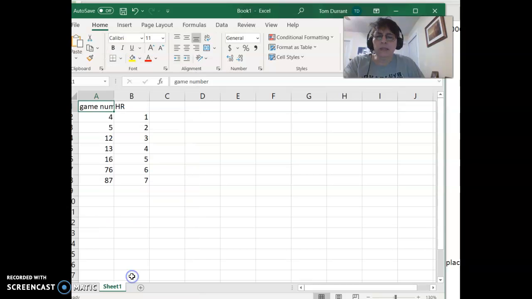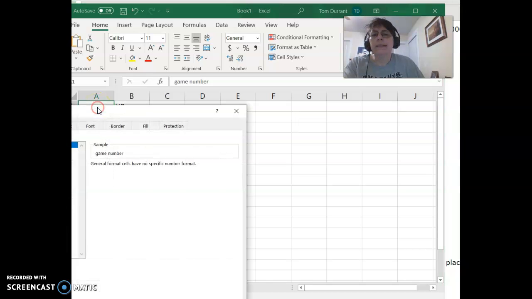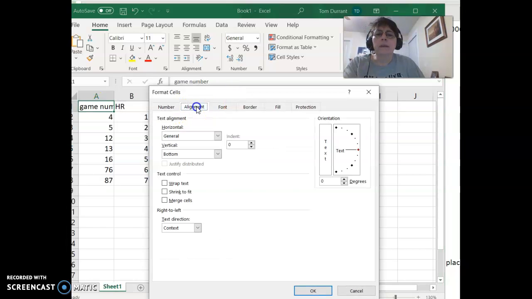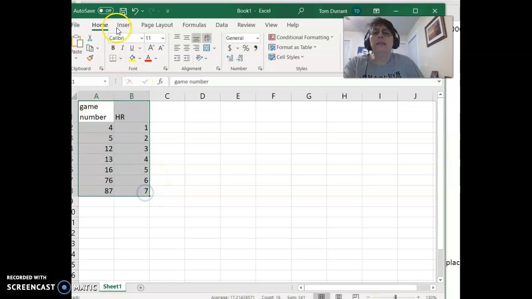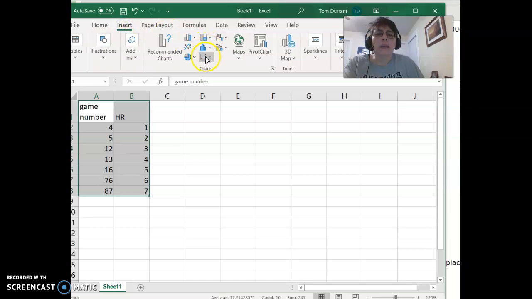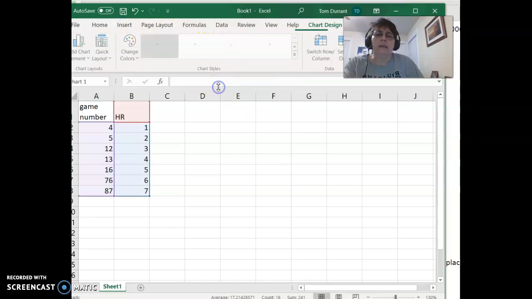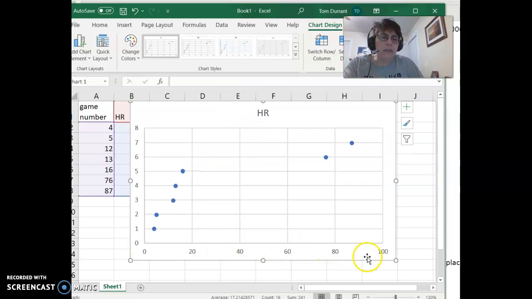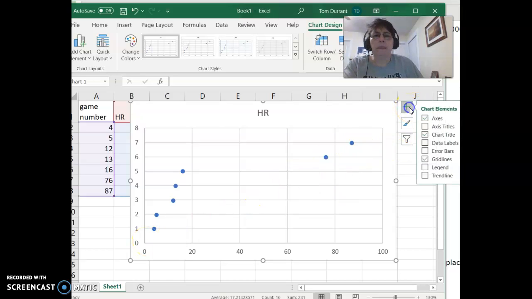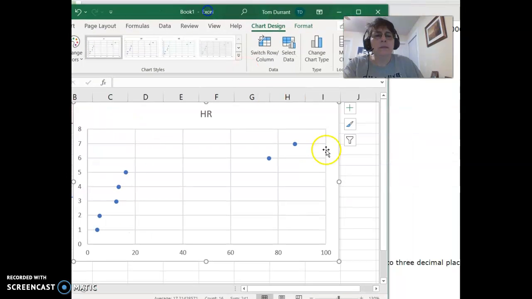I'm going to come down and format the cell and say wrap text. There you go. Alignment, wrap text. Okay. So the game number and the cumulative number of home runs. Alright, so I select this and I insert a scatter plot, just like we did with the calculator. And this gives us pretty much the same thing. Move this over a little bit.